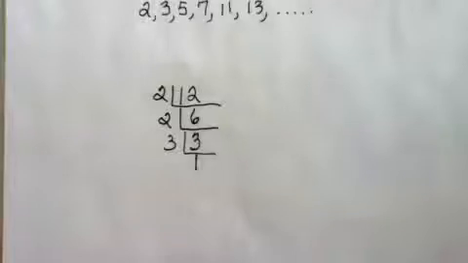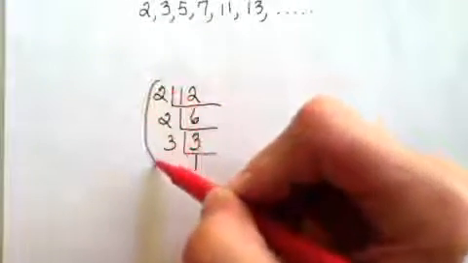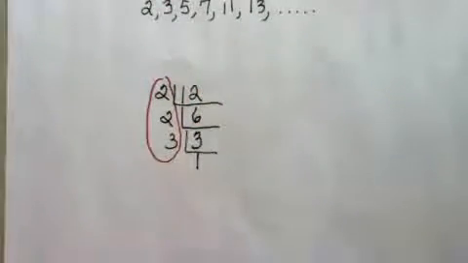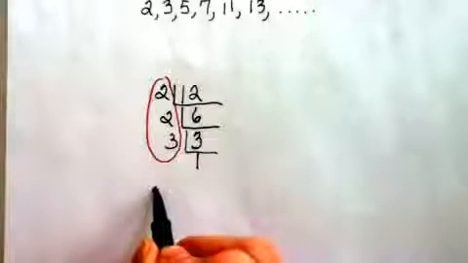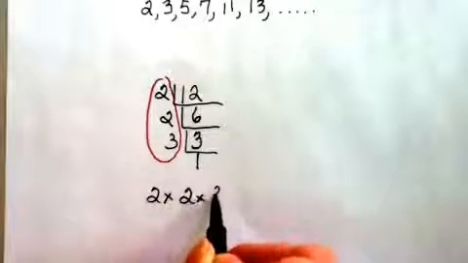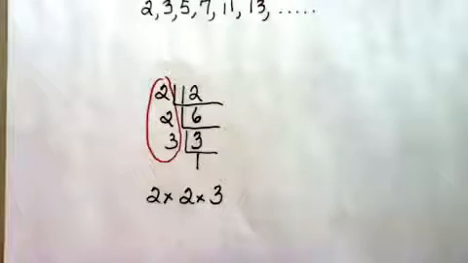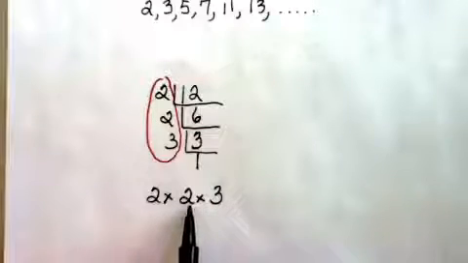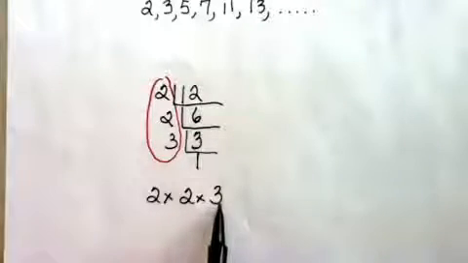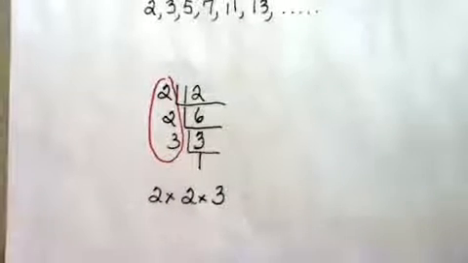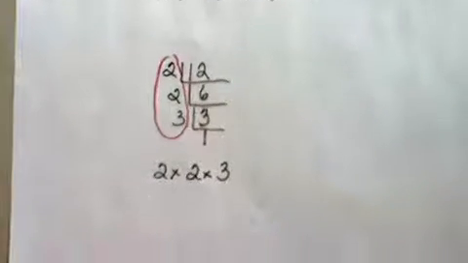The final answer will be out here. And remember, we were talking about prime factorizations, and factors are multiplications. So my answer is 2 times 2 times 3. And if you want to check that problem, we can multiply it. 2 times 2 is 4. 4 times 3 is 12, and that was the number I began with. So 2 times 2 times 3 is the prime factorization of 12.